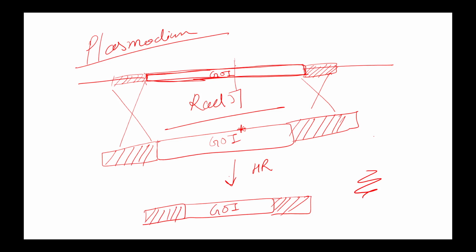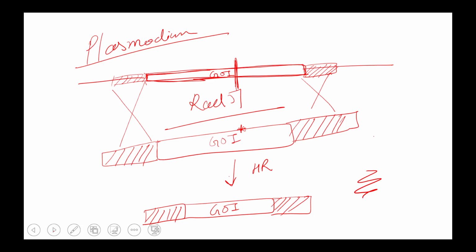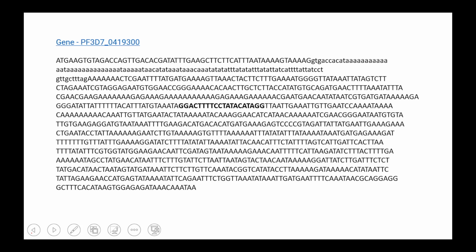So to create a break in your gene of interest, you have to have a CRISPR mediated break. Suppose this is the gene you have in Plasmodium. You go to the database and find out the gene ID and the sequence of the gene. This is the gene sequence which I am showing you. The gene start is always ATG, which codes for methionine, and this is the stop codon, TAA. This is the entire gene sequence.